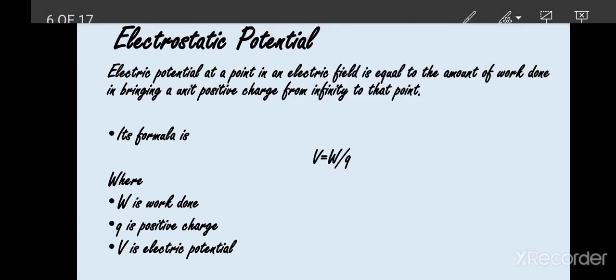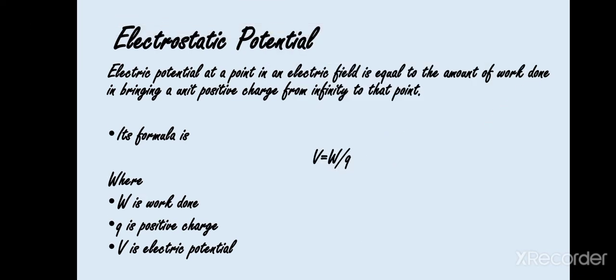Its formula is V equals W by Q, where W is the work done, Q is the test charge which we are bringing inside the field, and V is the electric potential at that point where we have to bring that test charge. What is volt?